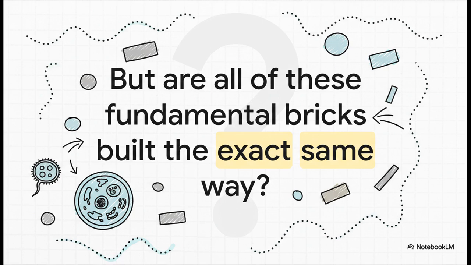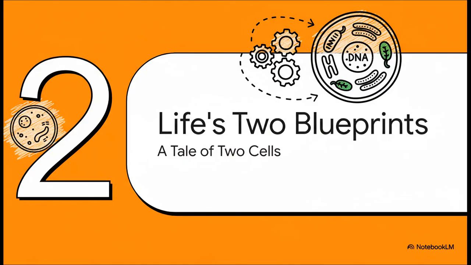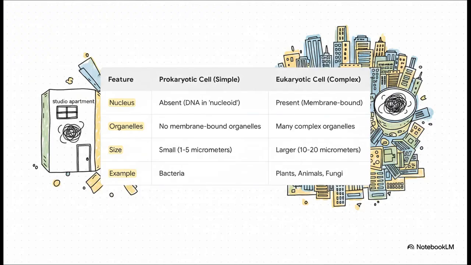Okay, so we've established that all life is built from these incredible little bricks, but does that mean they're all identical? Is a bacterium using the same exact blueprint as an elephant? As it turns out, not quite. Life on our planet pretty much uses two fundamentally different blueprints. You can think of it as the simple classic model and then the complex deluxe edition. We call them the prokaryotic cell and the eukaryotic cell. And this table really breaks it down for us.